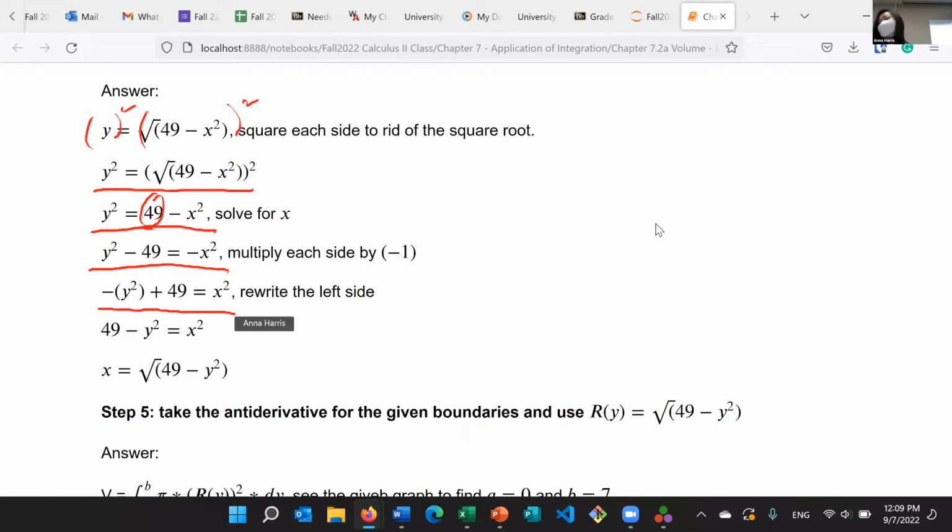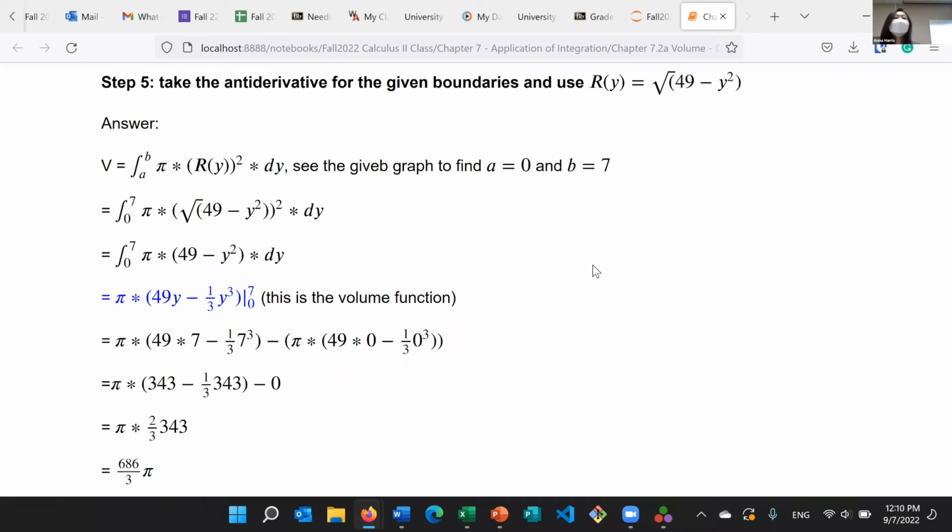Now what can you do? Take a square root of that. So you have this. So now you have x is equal to the square root of 49 minus y squared. So now you have a function with respect to y. Are you with me? All right, I didn't skip any step when I did this problem, so you should know what to do. You can follow through.